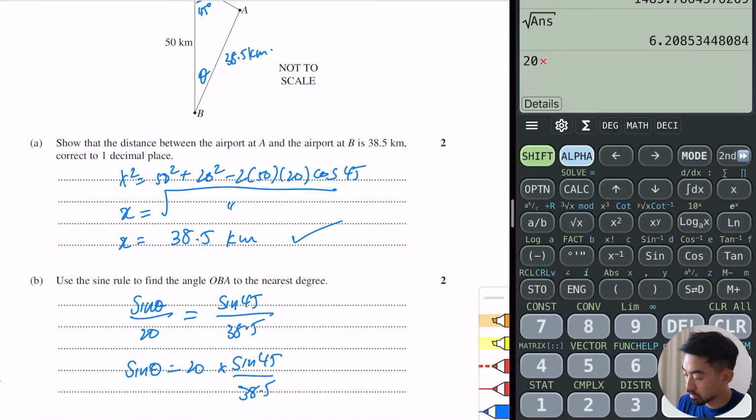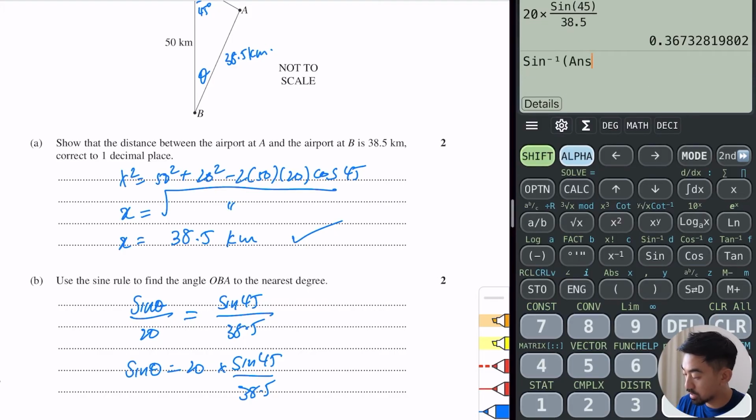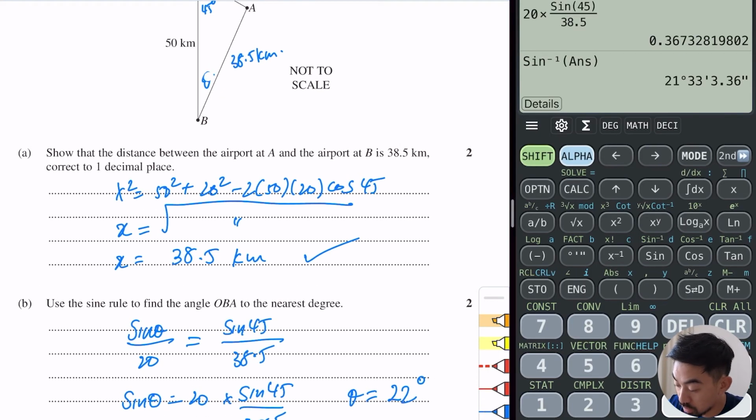20 times sine 45 over 38.5 equals shift sine answer. So theta is equal to, nearest degree. All right, so that's 22 degrees to the nearest degree. Okay, so once again, I'm going to put that back in. 22 degrees.